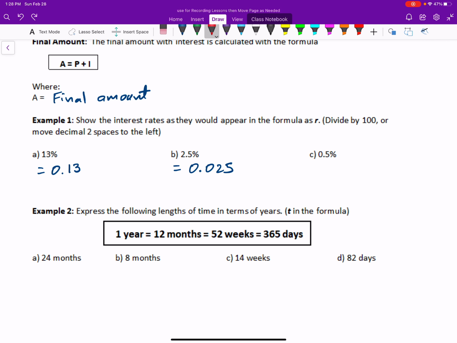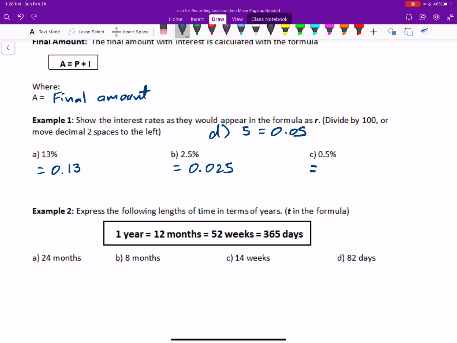So maybe it would have been good to do another one. Let's add a D up here. If I had 5% interest, that would be 0.05. Again, just moving the decimal 2 to the left. We can have a decimal in the interest rate. That just comes after the 2, as you can see in this case.